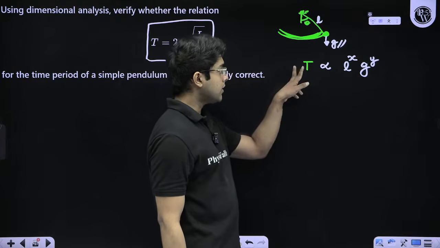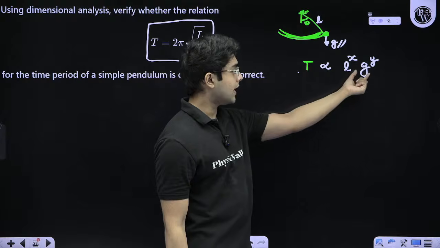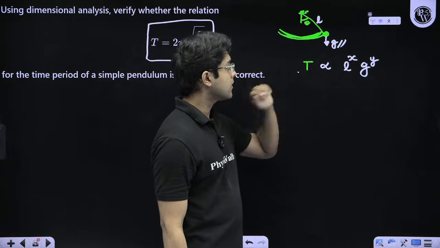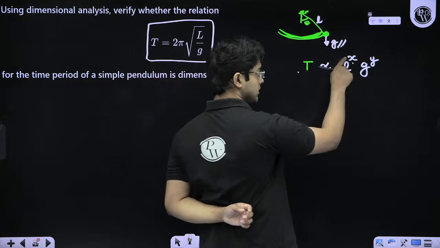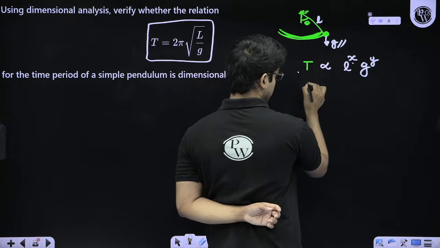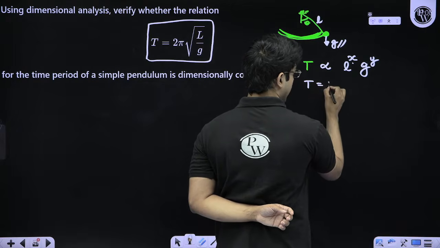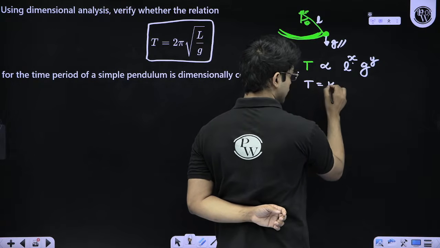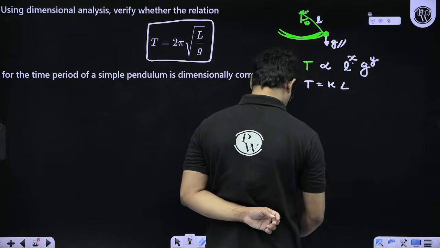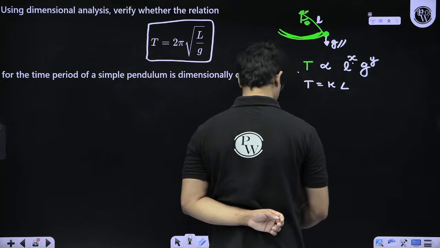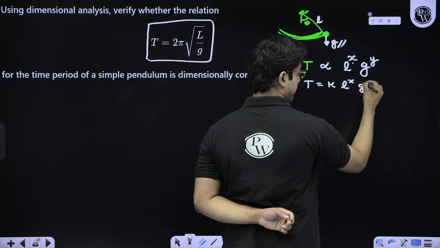So the time period, I don't know what it depends on, but it must depend on the length and value of g. And I also don't know the power to which it depends on. So I took the powers as x and y. Now just get rid of the constant of proportionality and basically write it like this: a dimensionless constant k into length raised to x and g raised to y.